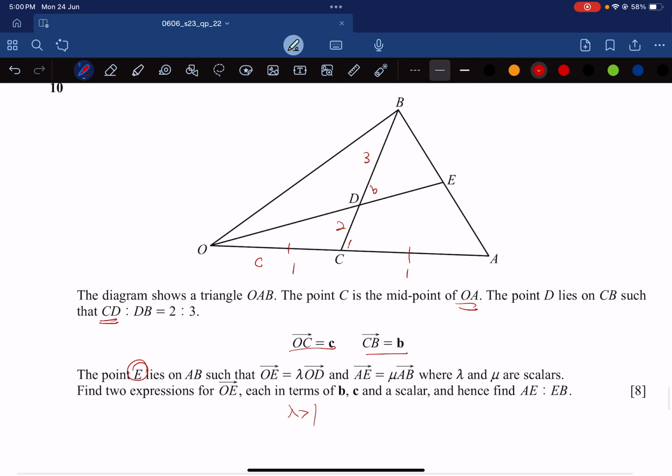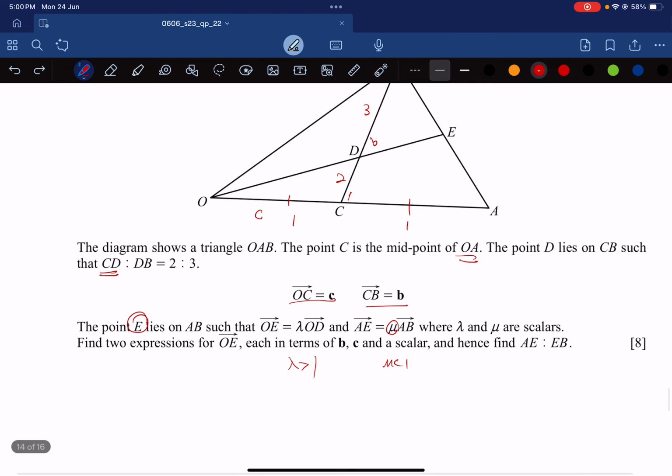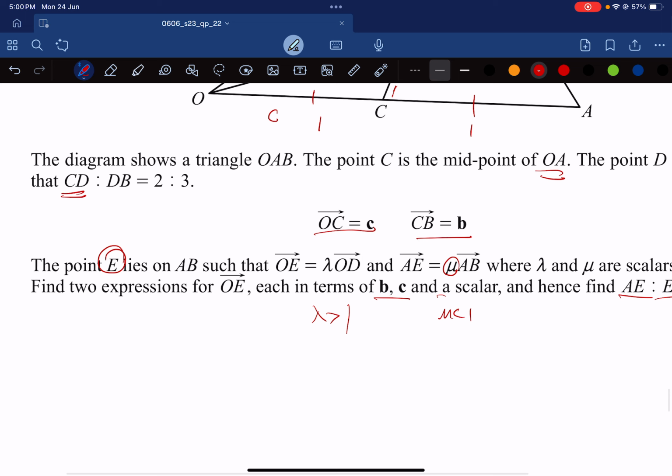AE equals mu AB. So this mu is probably less than 1, because AE is shorter than AB. And lambda and mu are scalars. Find two expressions for OE, each in terms of b and c, hence find AE to EB. So we start from here, we can find the first expression for OE.